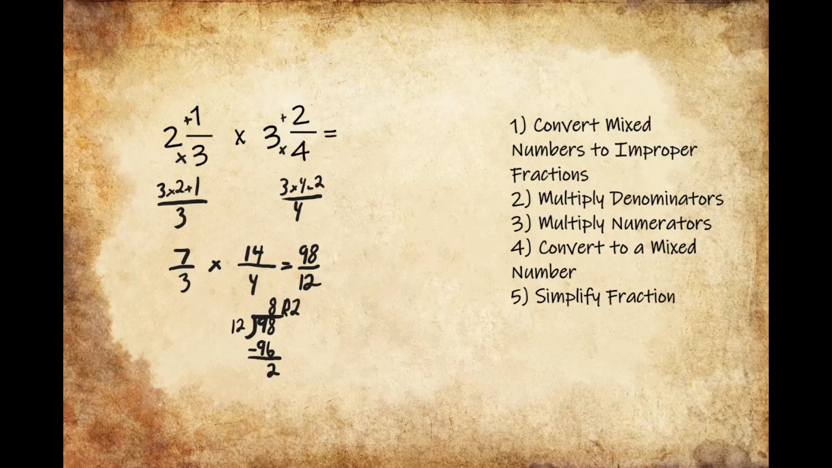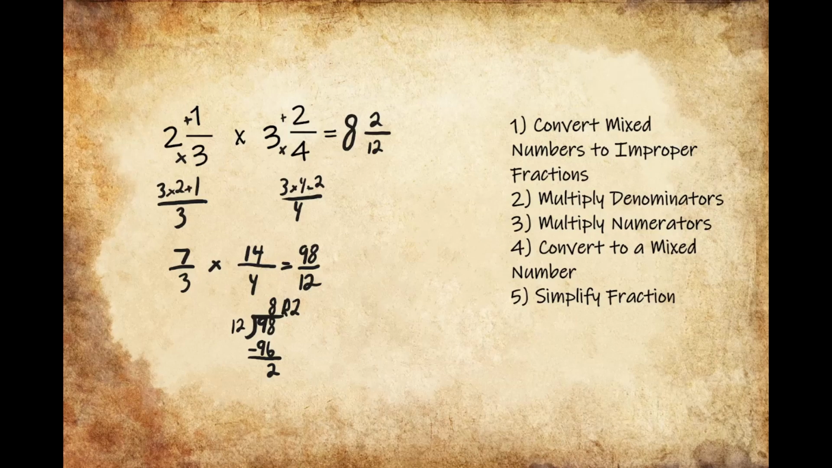So when we're writing this answer, we know that we're going to have a whole number of 8 in our mixed number, and we have a remainder of 2. So that's going to be the numerator 2 because we have 2 remaining parts. And the value of our denominator is still 12. It hasn't changed. So that gives us 8 2/12.